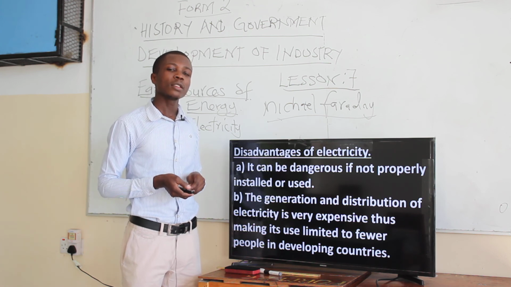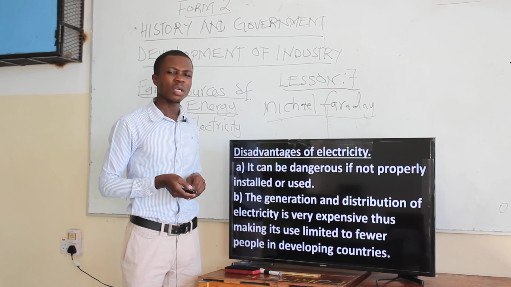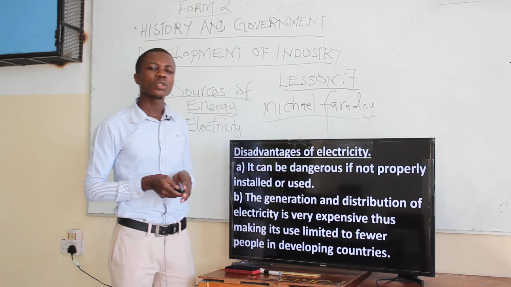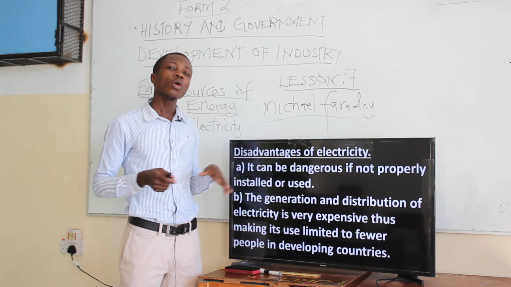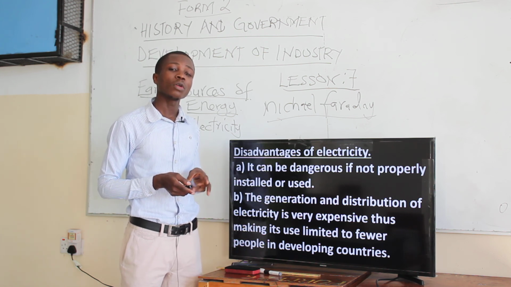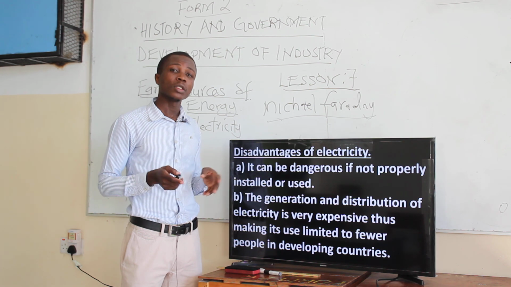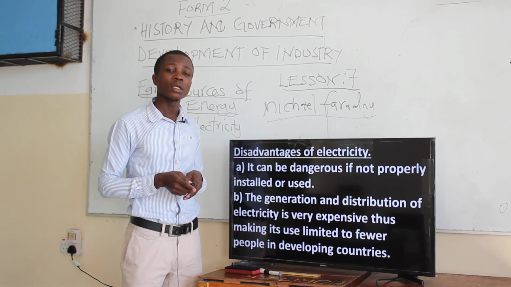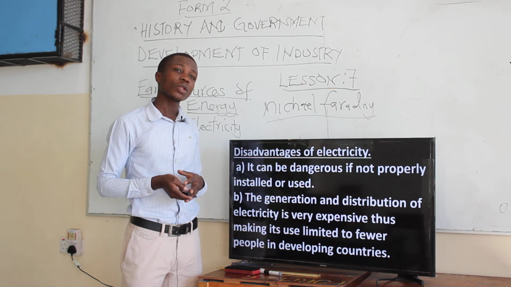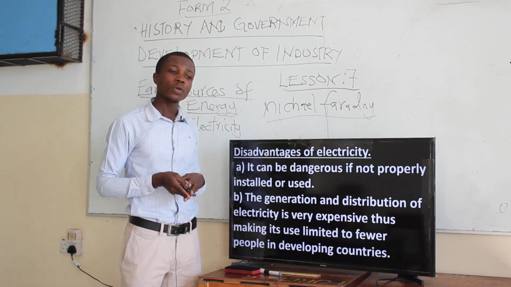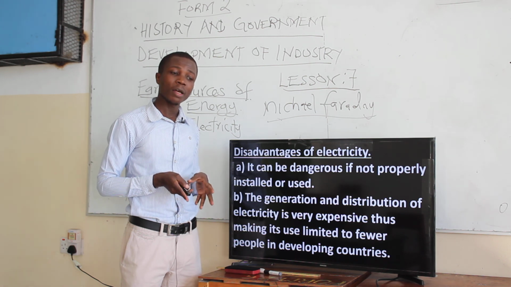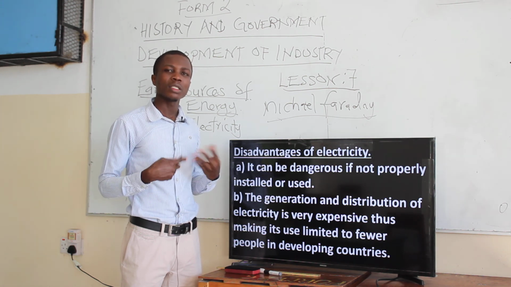Next, generation and distribution of electricity is very expensive. To access it, to generate it, and even to install it is very expensive. That limits its use to fewer people in developing countries. Mostly it is people in developed or developing countries who use electricity, and only some people in such countries. Touching electric gadgets when your hand is very wet, or when you're standing barefoot on the floor, is very dangerous. Those are the disadvantages.